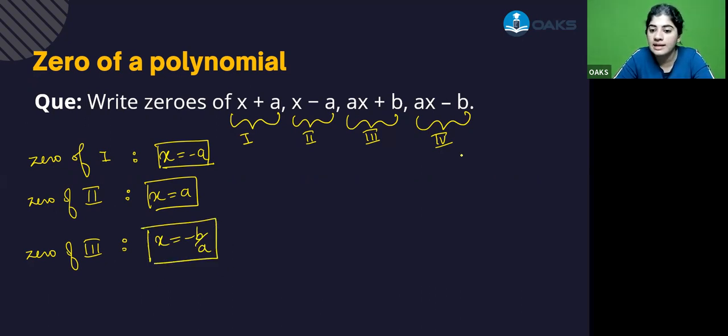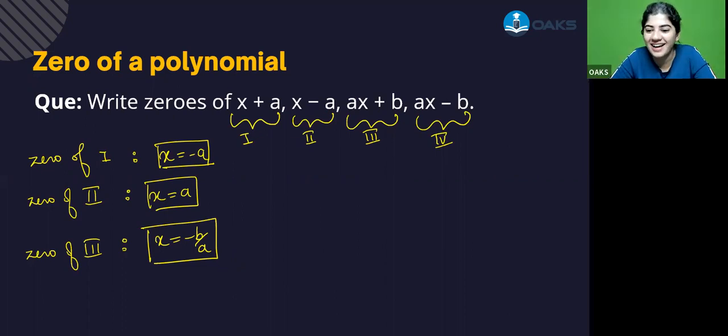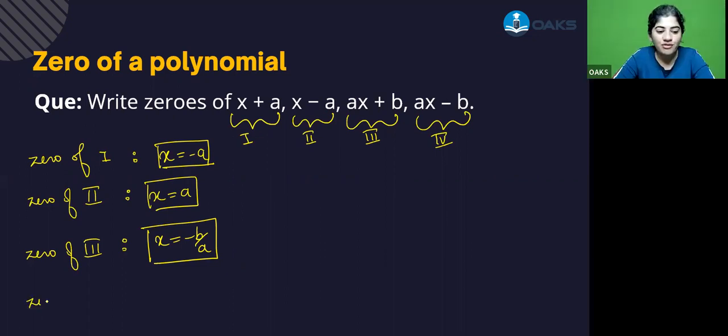And school 2 will answer for the fourth one. Any boy should answer. Do not put your heads in your notebook. Just come here and answer. Okay, thank you so much. So the zero of the fourth will be x is equal to b by a.